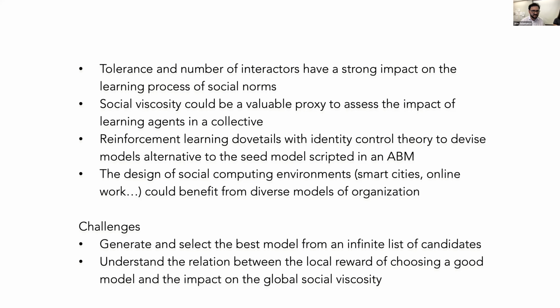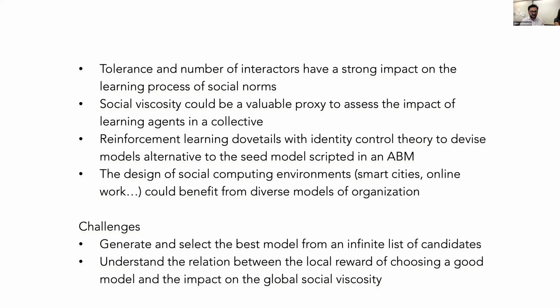Finally, we found that social viscosity could be a valuable proxy to assess the impact of learning agents in a collective. And we found that reinforcement learning is a promising area for the development, or study, of identity, and in a general sense, learning models for social interaction in agent-based modeling.